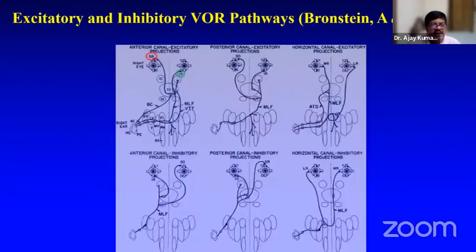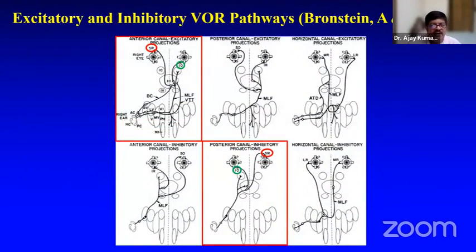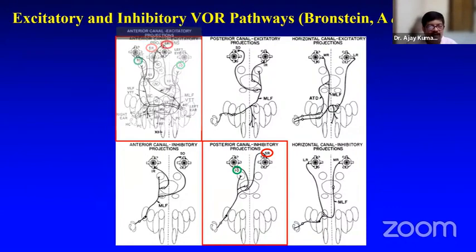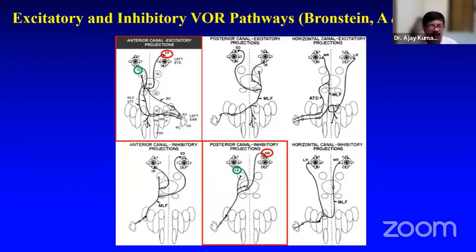So the excitatory and inhibitory VOR pathways: the upper row shows the excitatory pathways of anterior, posterior and horizontal semicircular canals from the right ear, and the inferior row shows the anterior, posterior and horizontal inhibitory pathways. It's important to note that if we reverse this diagram like this, the left-sided anterior semicircular canal excitatory pathways and the inhibitory pathways of the posterior semicircular canal from the right side are to the same pair of muscles, that is the right inferior oblique and left superior rectus.